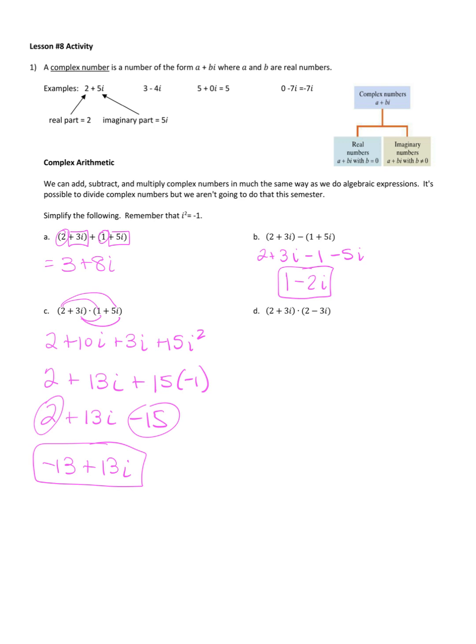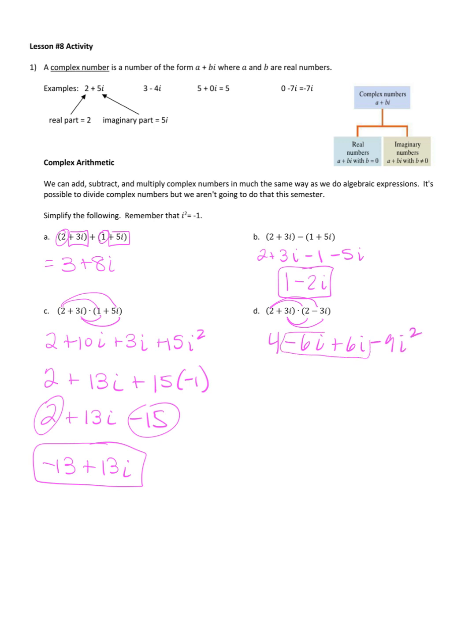And part D, I'm just going to do the same process again, multiplying two complex numbers, and I'm going to do first, outer, inner, last. So first, 2 times 2 is 4. Outer, 2 times -3i is -6i. Inner is 3i times 2, which is positive 6i. And then last, -3i times 3i, which is -9i squared.